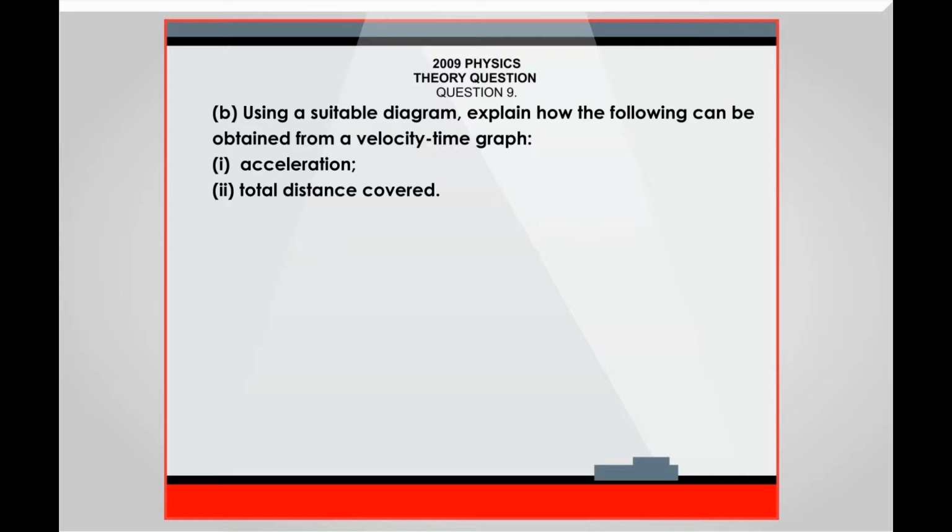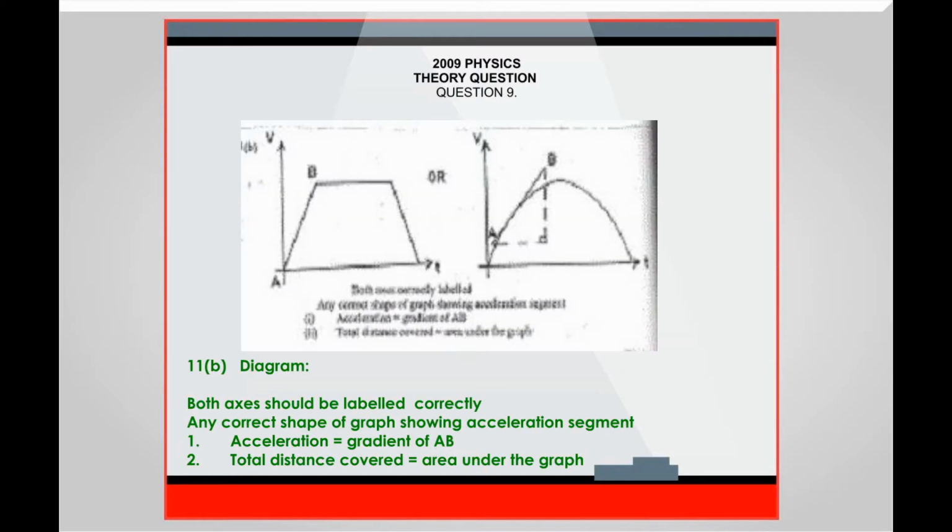B. Using a suitable diagram, explain how the following can be obtained from a velocity time graph. I. Acceleration. II. Total distance covered. Answer. See the diagram on the screen. Diagram: both axes should be labeled correctly. Any correct shape of graph showing acceleration segments.